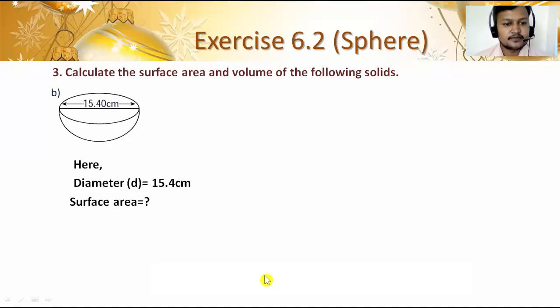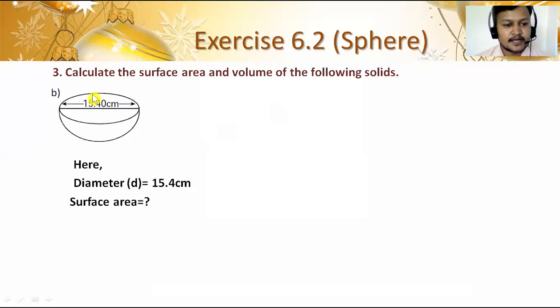Yes, sir. So for this question, we have to find out total surface area of the hemisphere and volume of the sphere. So what is the formula for surface area of the hemisphere when diameter is given to us? 3 pi r square. 3 by 4 pi d square. 3 pi r square is the formula when radius is given.